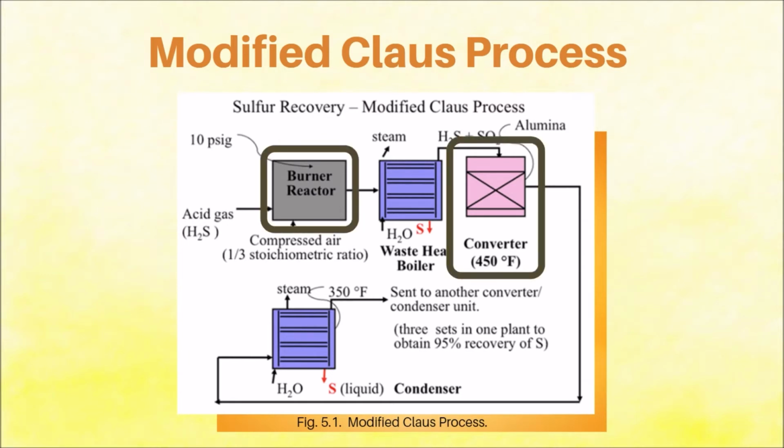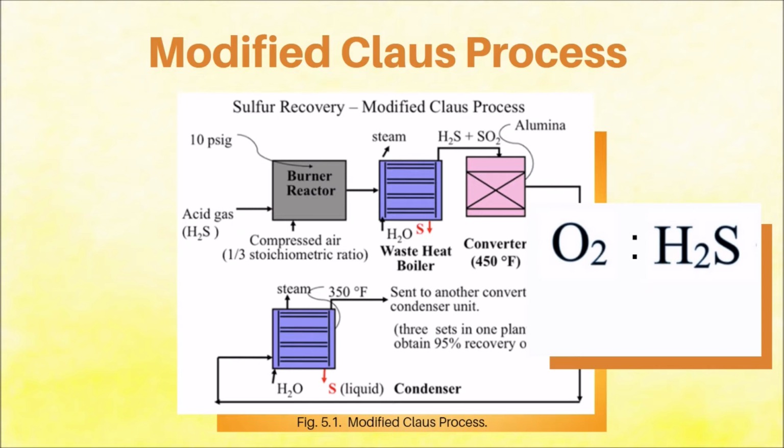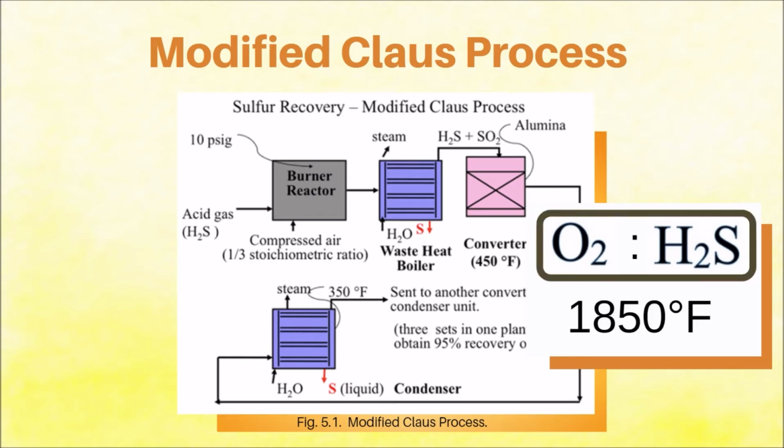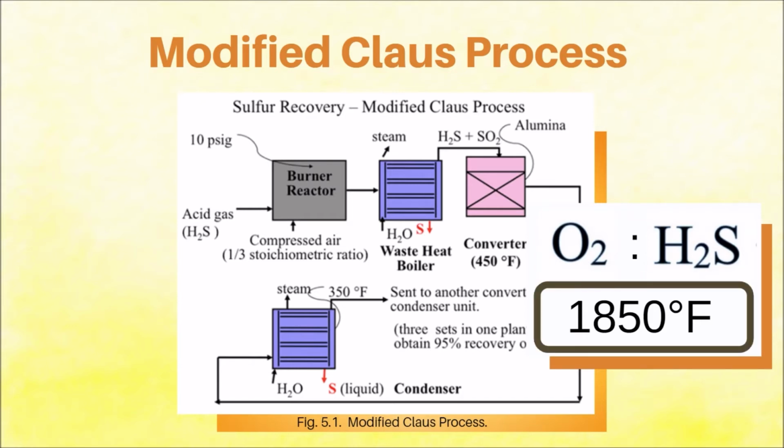and a converter reactor. In the burner reactor, hydrogen sulfide is burned with compressed air to sulfur dioxide and water. Two critically important variables of the burner reactor are the oxygen to hydrogen sulfide ratio and the reactor temperature. The oxygen to hydrogen sulfide ratio needs to be 1/3 of the stoichiometric ratio for complete combustion of hydrogen sulfide. The temperature in the burner reactor must be maintained typically at 1850 degrees Fahrenheit to make sure that any ammonia present in the feed gas is completely destroyed to protect the catalyst in the converter reactor.